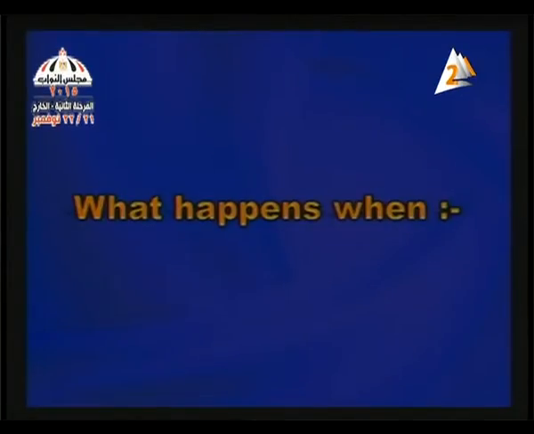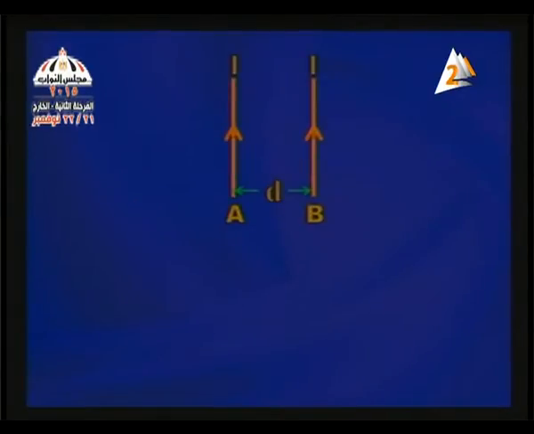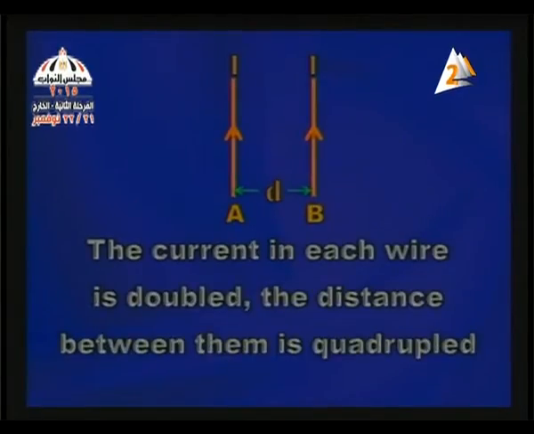Another type of question: what happens when? The current in each wire is doubled. In front of you we've got two wires, wire A and wire B, and the currents flowing through the two wires are in the same direction. We want to know what would happen if the value of the current in each wire is doubled.